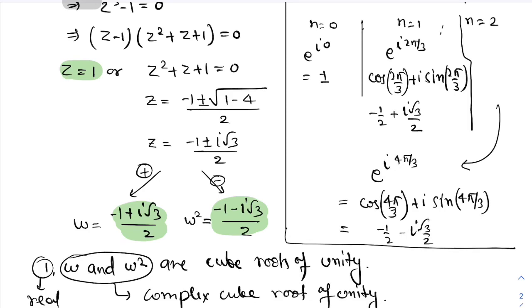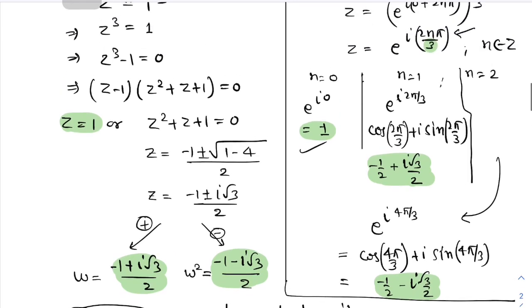Okay, so again you can observe the complex cube roots of unity are minus 1 by 2 plus iota root 3 by 2 and minus 1 by 2 minus iota root 3 by 2, and the real one is 1. Okay, so we can solve by using any method. Okay, by simple factorization, by using Euler's form.